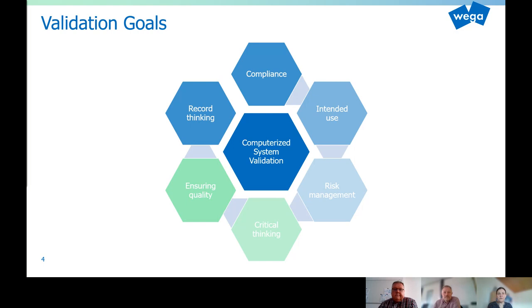Critical thinking means to think about the real purpose of validation and to focus testing rigor on areas that directly impact patient safety or product quality. The riskier the system, the more testing and documentation will be needed. Ensuring quality means to take credit for prior assurance activities and upstream and downstream risk control, to focus on testing, not on scripting, and to use unscripted testing for low or medium risk components.